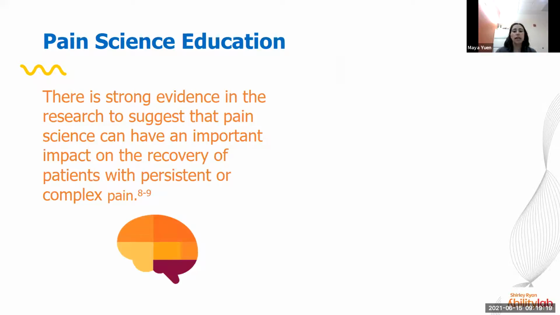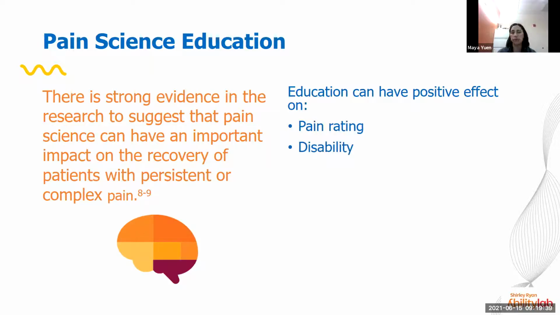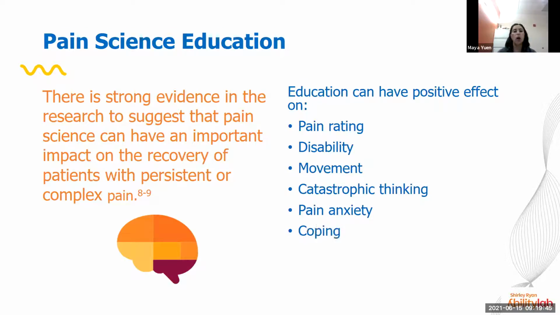As mentioned, another key approach in the treatment of chronic pain is pain science education. There's strong evidence in the research to suggest that pain science can have an important impact on the recovery of patients' persistent or complex pain. And some of the research shows that education alone can have a positive effect on pain rating, disability, movement, catastrophic thinking, pain anxiety, coping, fear avoidance or fear of movement, and healthcare utilization.